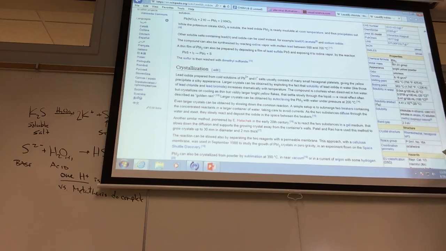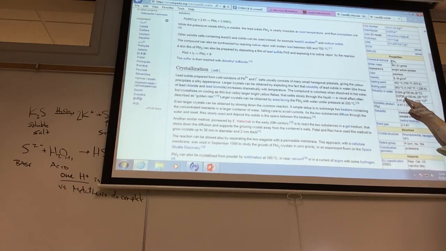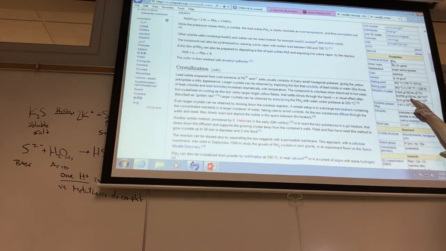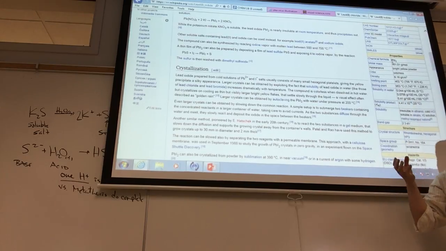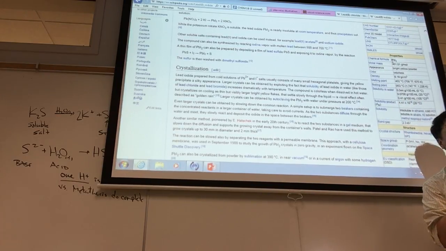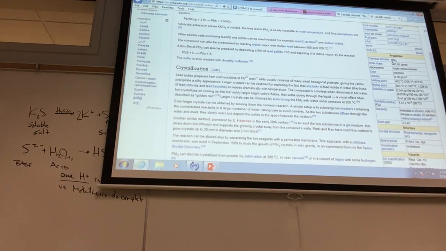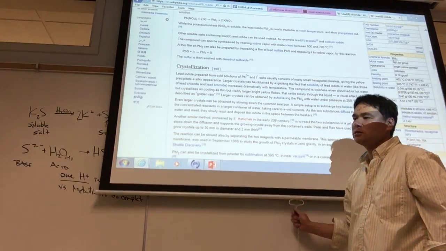Solubility per liter. So this is per 100. So if I want it per liter, I'd have to multiply by 10. So multiply, it's 0.75. Lead 2 iodide has a solubility of 0.75 grams per liter. Lead 2 chloride has a solubility of 10.8 grams per liter. Lead 2 chloride is much, much more soluble in water. Lead 2 iodide is much less soluble.